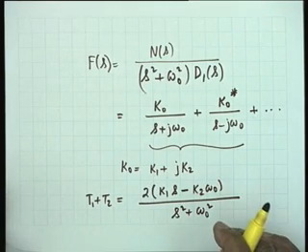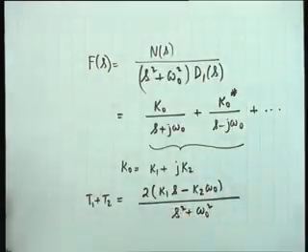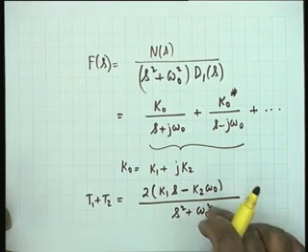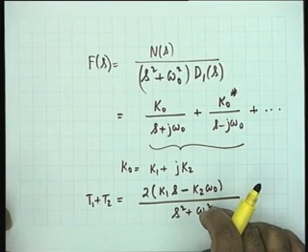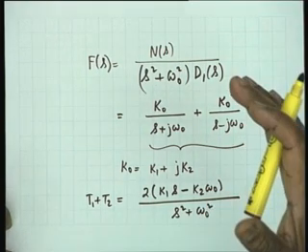Twice K1S minus K2 omega 0 divided by S squared plus omega naught squared. Agreed? The sum of these two terms. Now, if f of s is to be positive real, then its real part in the closed right half plane must be non-negative. Its real part must be non-negative if real part of s is non-negative.